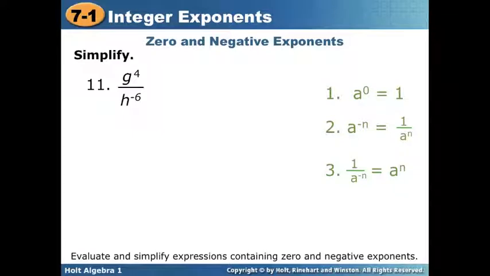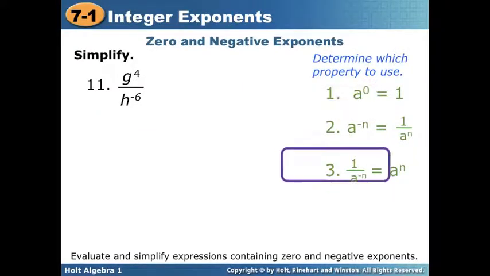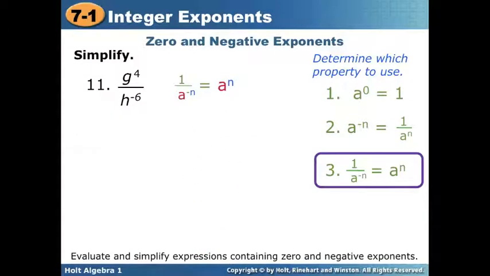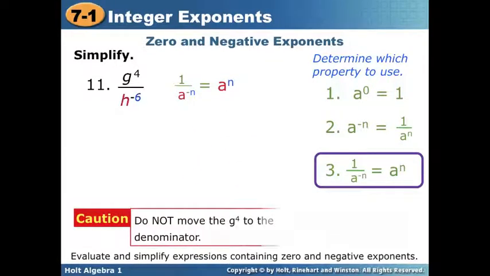Example number 11, g to the 4th over h to the negative 6. Notice here the g to the 4th we will not need to simplify. However, the h to the negative 6 we will need to use property number 3 in order to make it in simplest form. You can flip that h to the negative 6 to the numerator to make it become positive. So our answer will be g to the 4th times h to the 6th.